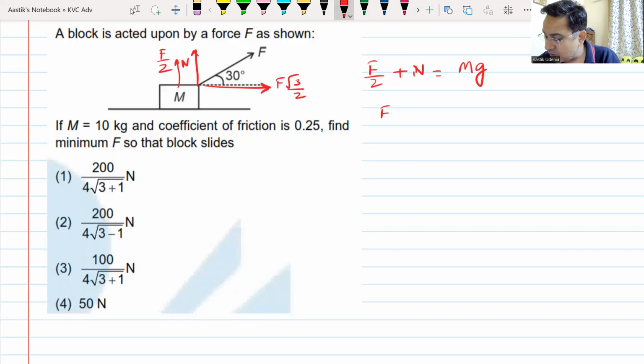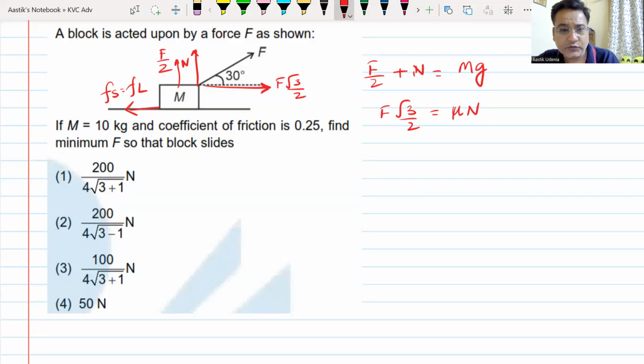Then F cos 30, root 3 by 2, will be equal to... it is just about to slide, so the frictional force will be limiting friction. Yes or no? Yes, sir. And that limiting friction will be equal to mu times N. Yes or no? Yes, sir.